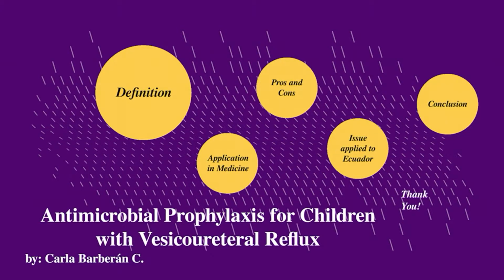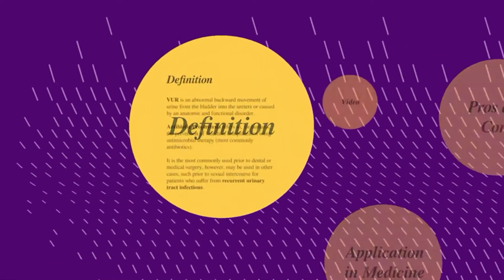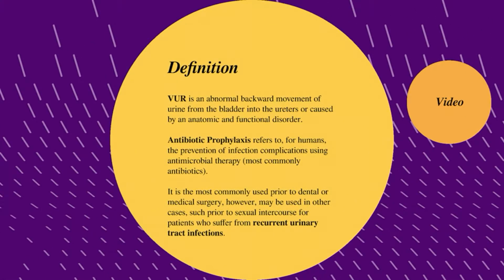Antimicrobial prophylaxis for children with vesicoureteral reflux. Definition: VUR is an abnormal backward movement of urine from the bladder into the ureters or kidneys, caused by an anatomic and functional disorder. Antibiotic prophylaxis refers to the prevention of infectious complications using antimicrobial therapy, most commonly antibiotics.